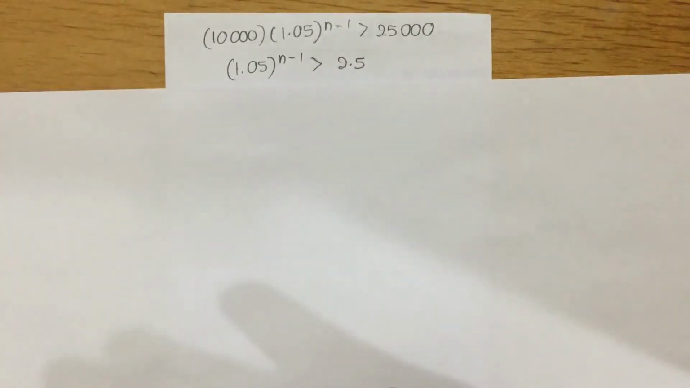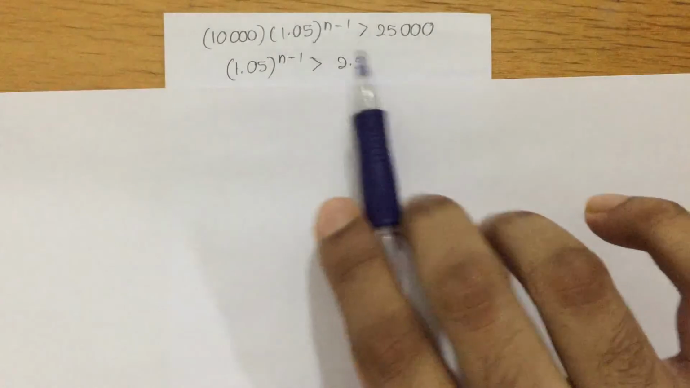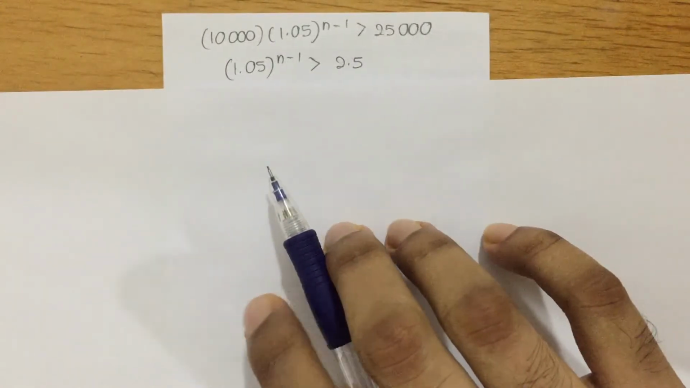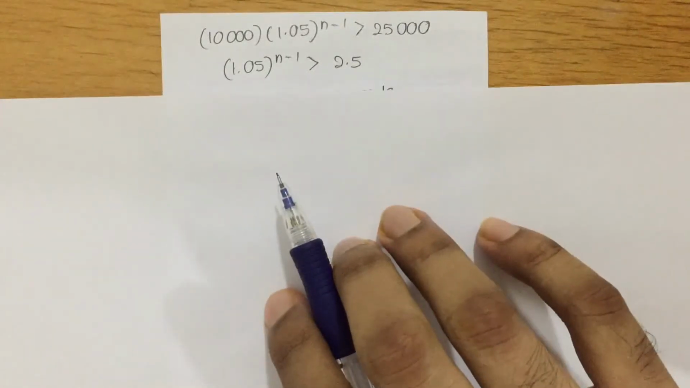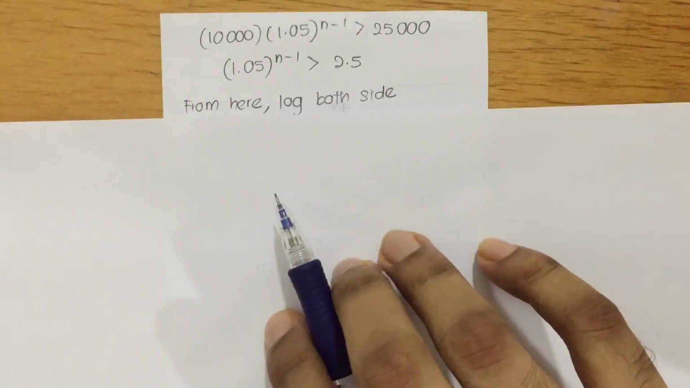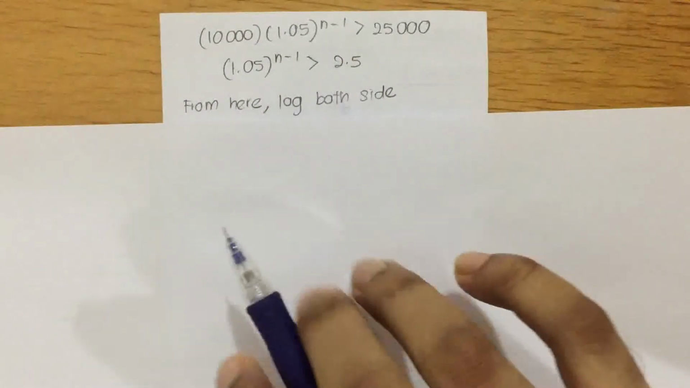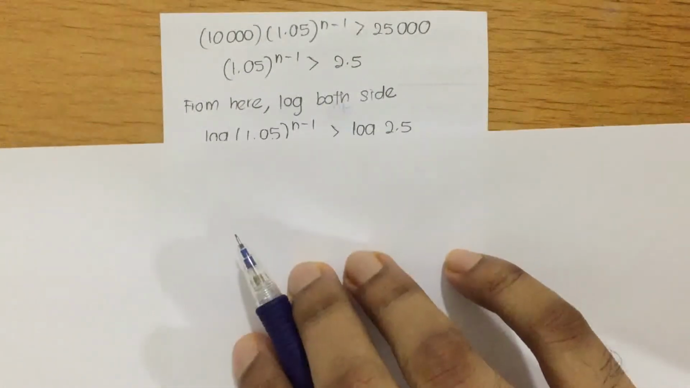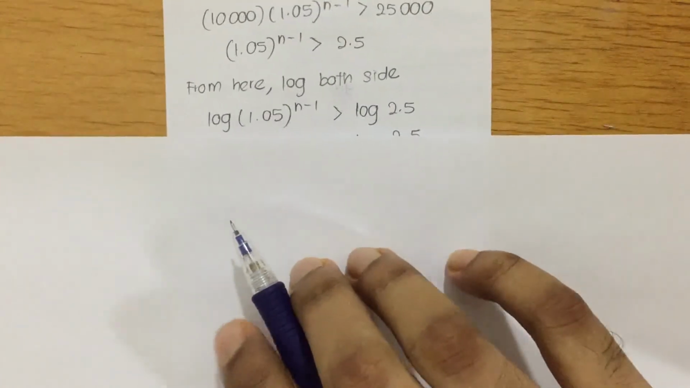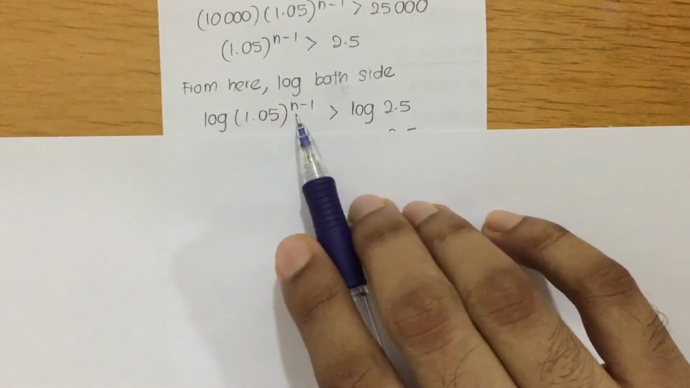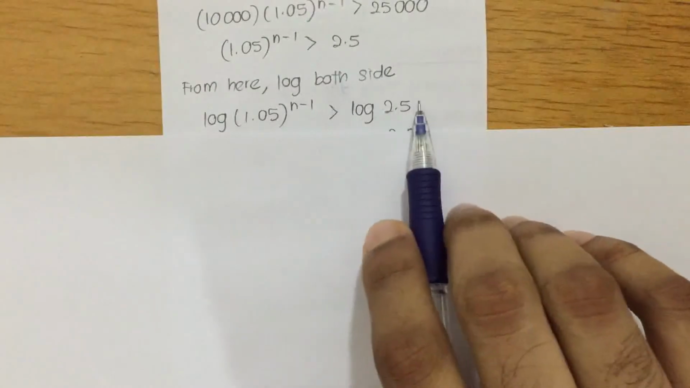So from here, how are you going to continue, guys? Any ideas? Okay, if you have no idea, don't worry, I'm going to explain to you. From here, what we're going to do is we're going to log both sides. We're going to use the logarithm with respect to base 10, guys. So log 1.05 to the power of n minus 1 more than log 2.5.